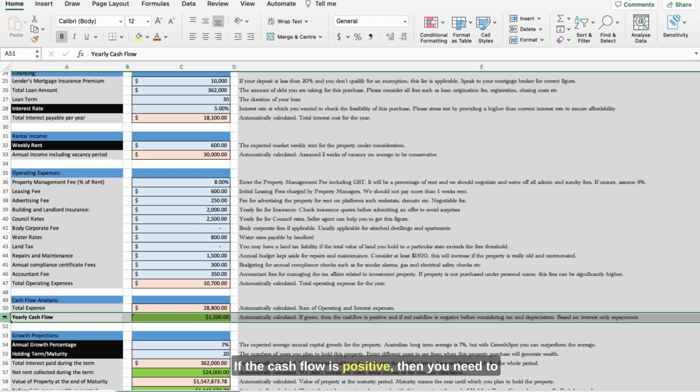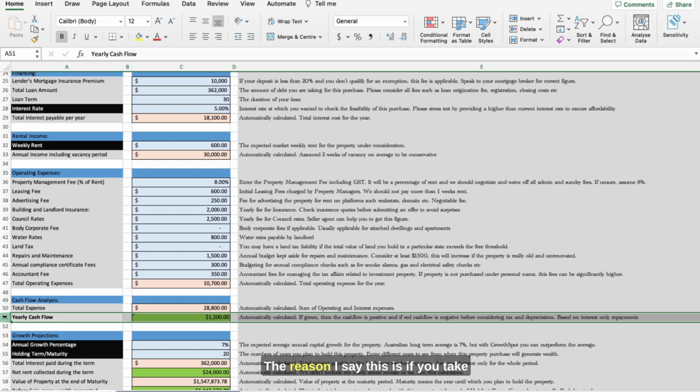If the cash flow is positive, then you need to pay tax for this based on your marginal tax rate. And if the cash flow is negative, you will get a tax refund as long as negative gearing is allowed. Even though having an additional $1,200 a year from this property will not change your life dramatically, it is always important to consider the cash flow position.